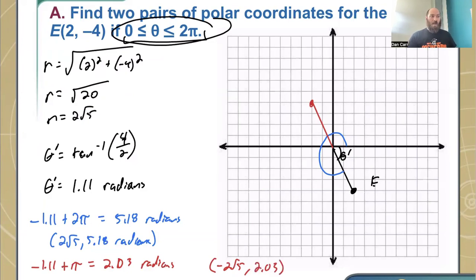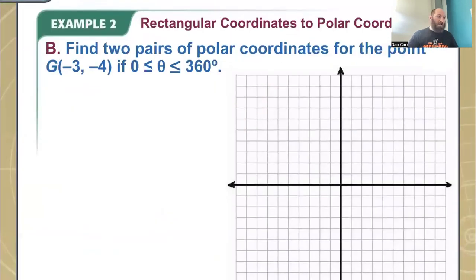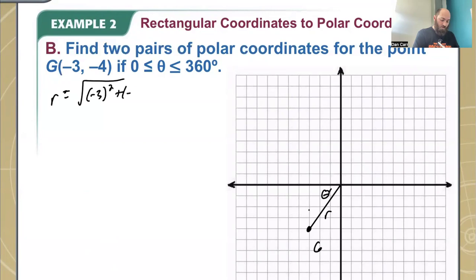One more example to go over. We have G at negative 3, negative 4. Now we're going to put it into degrees. Same process though. Negative 3, negative 4 is going to put me 1, 2, 3, 1, 2, 3, 4. Here's point G. I'm going to find my radius r. So r is equal to the square root of negative 3 squared plus negative 4 squared.